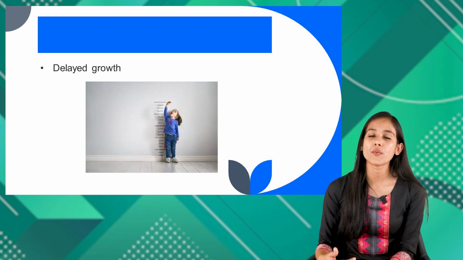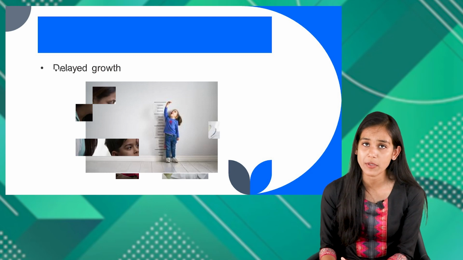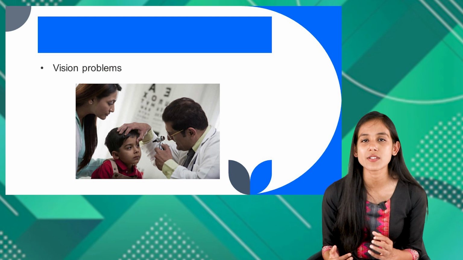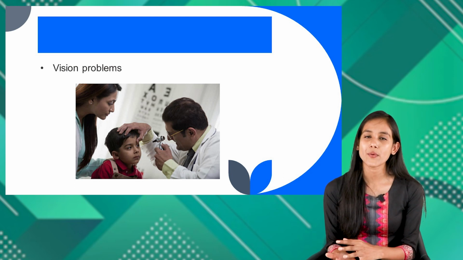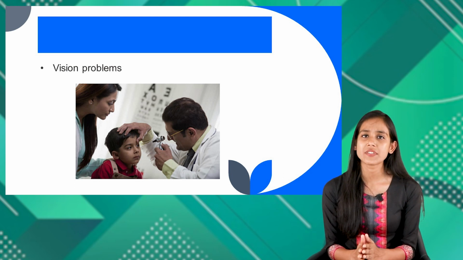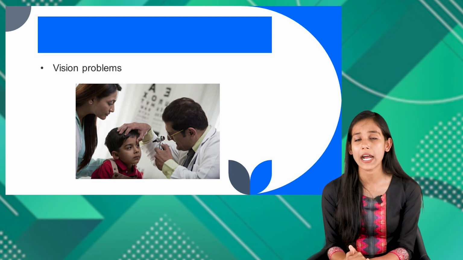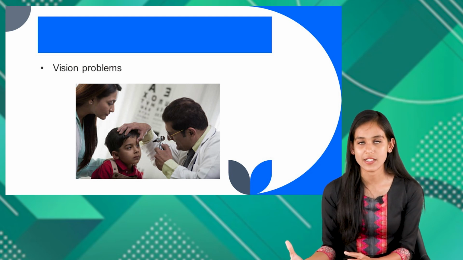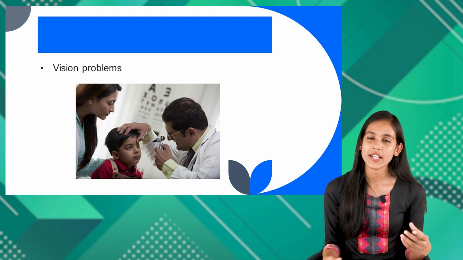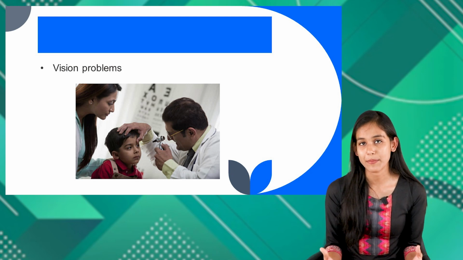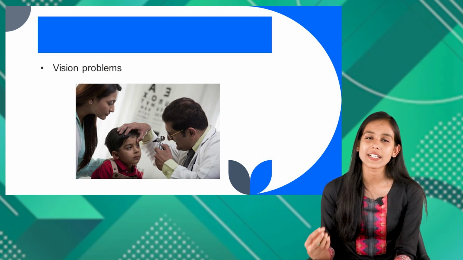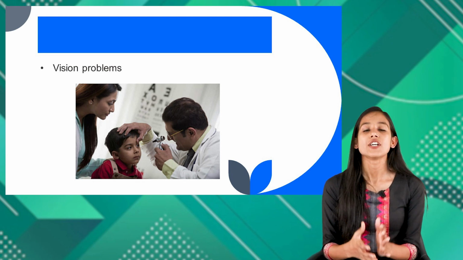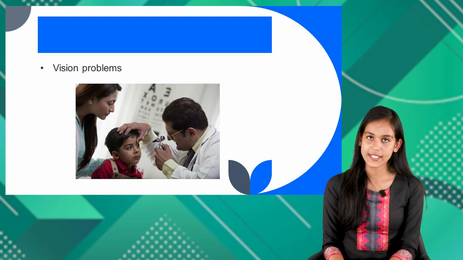And also what we can see is that there would be vision problems. Now, why vision problems? Because we have very tiny blood vessels which go to the eyes, right? We just learned that the sickle shaped RBCs can block the blood vessels, right? So if these sickle shaped RBCs block the tiny blood vessels going to the eyes, the child will have vision problems. So these were the signs and symptoms of sickle cell anemia.